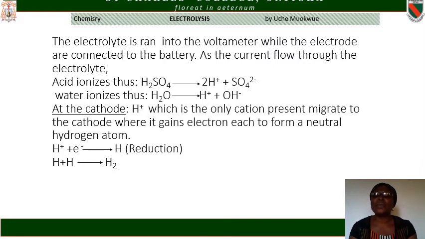Then at the cathode, the hydrogen ion, which is the only cation present, migrates to the cathode, where it gains an electron each to form a neutral hydrogen atom. Because it is only hydrogen ion that is present there, there is no competition. On the reaction equation on the screen, hydrogen ion gains one electron and becomes a hydrogen atom. The process is a reduction. I hope you still remember that reduction takes place at the cathode. The hydrogen cannot stay as an atom. That's the reason why it has to combine with another hydrogen atom to form a hydrogen molecule.